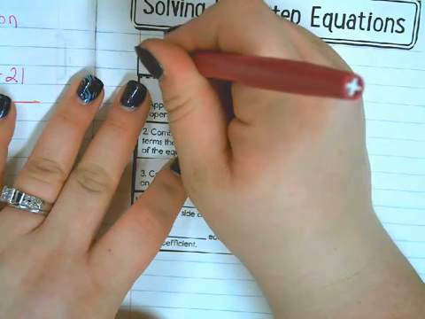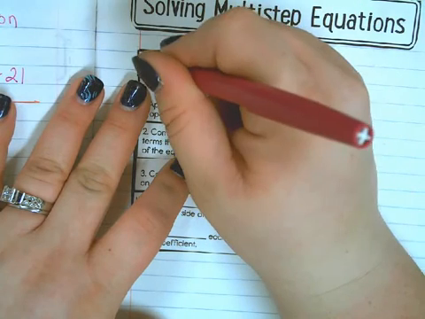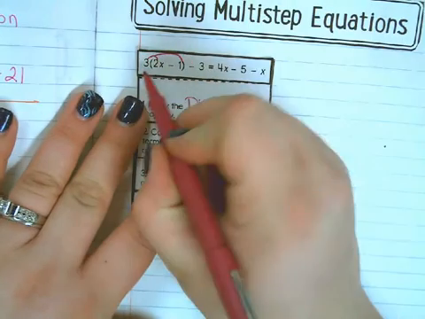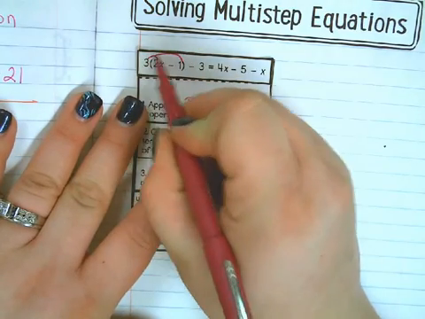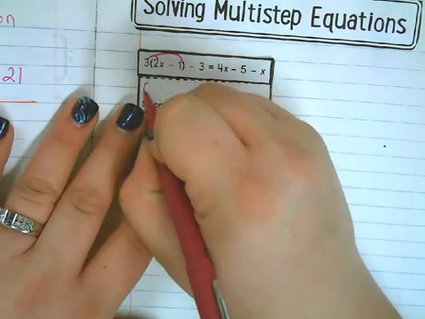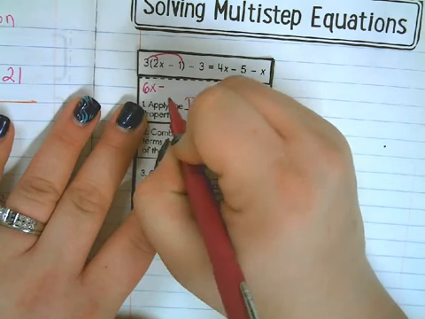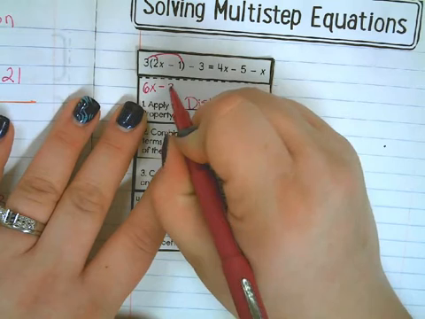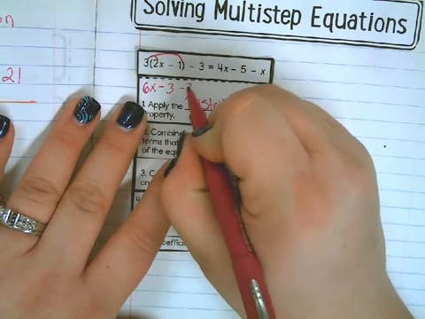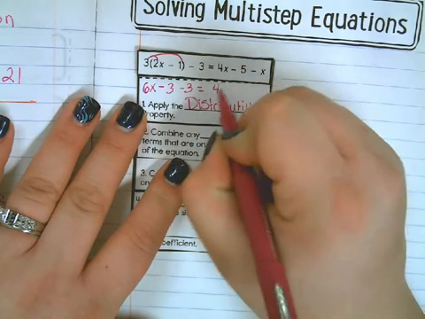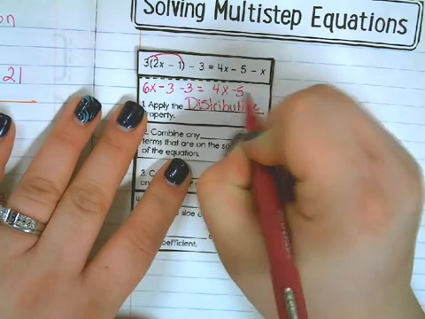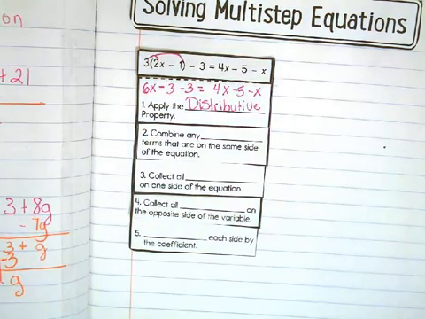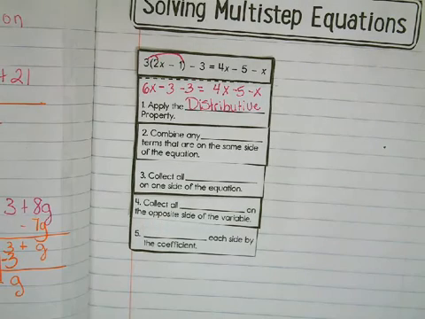So I'm going to times them. 3 times 2x gives me 6x. Keep your minus sign. 3 times 1 is 3. Everything else is staying the same. So again, all I did was take this 3 and take it times each number in the parentheses.